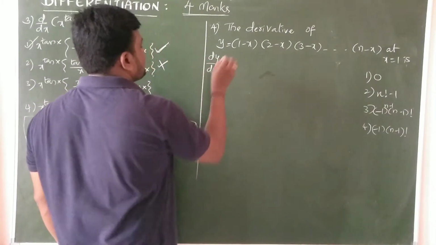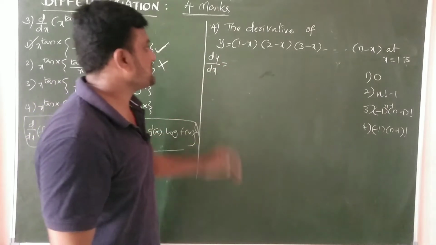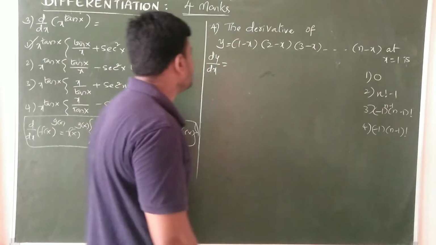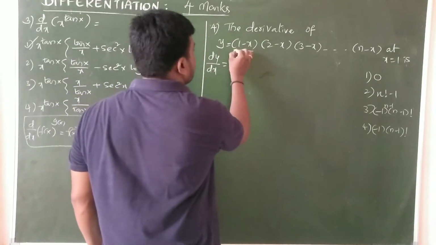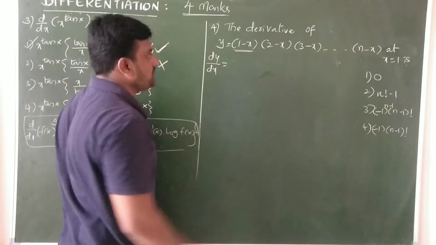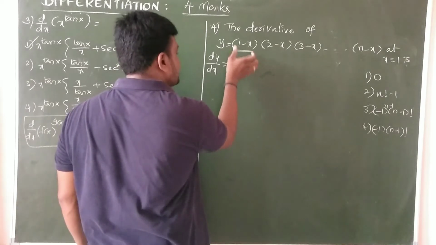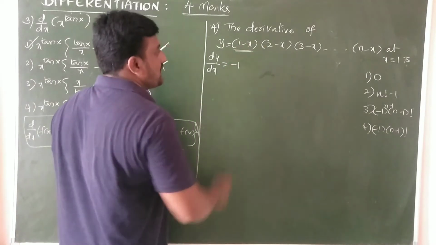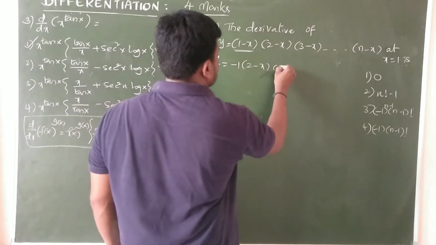dy by dx equals to, we know we have a number of functions, so first of all we differentiate the first one. Now the remaining are as they are, yes or no? Okay, now in the first term, the differentiation of the first one is minus 1. Now the remaining are as they are, yes or no?